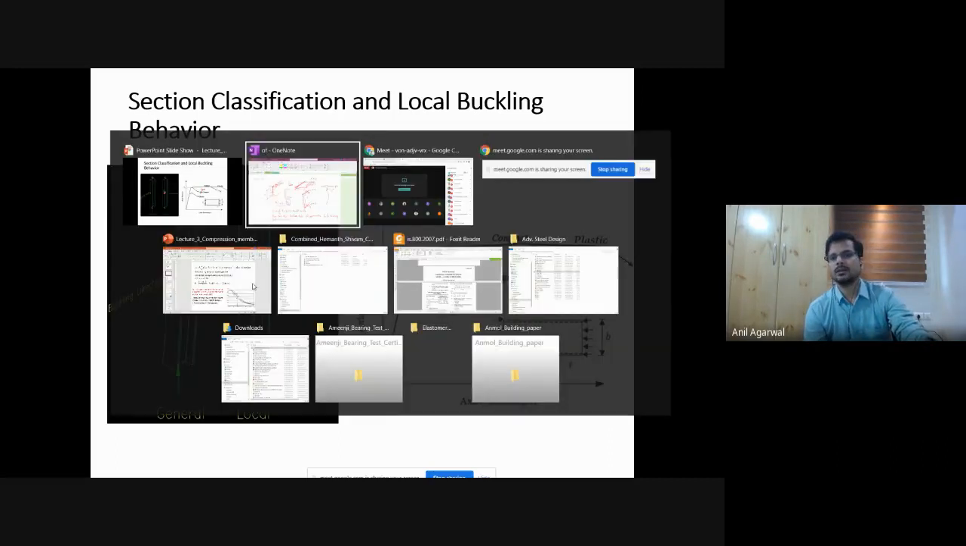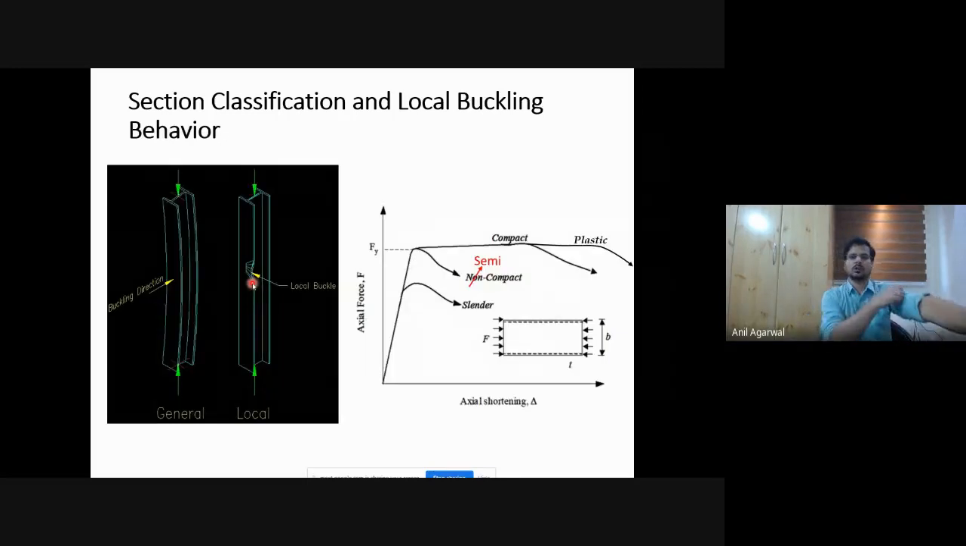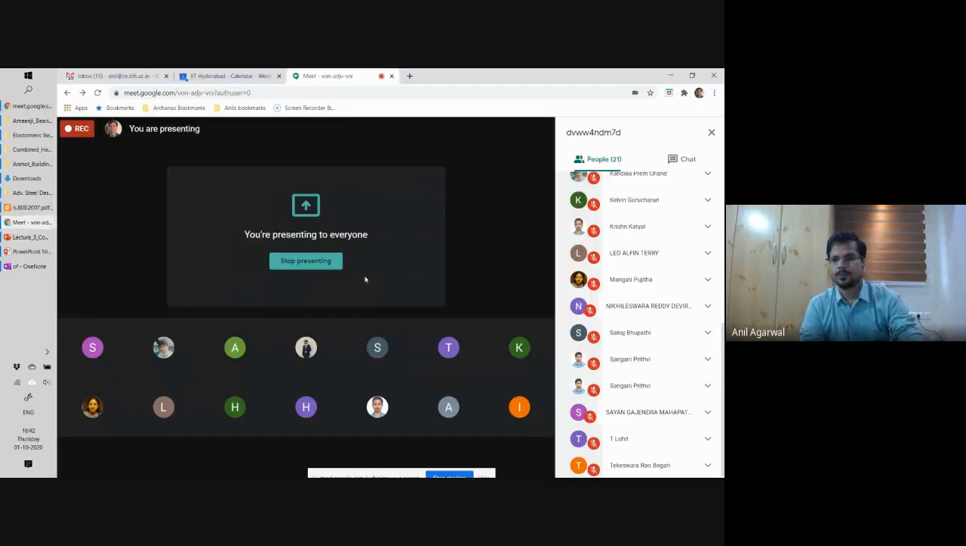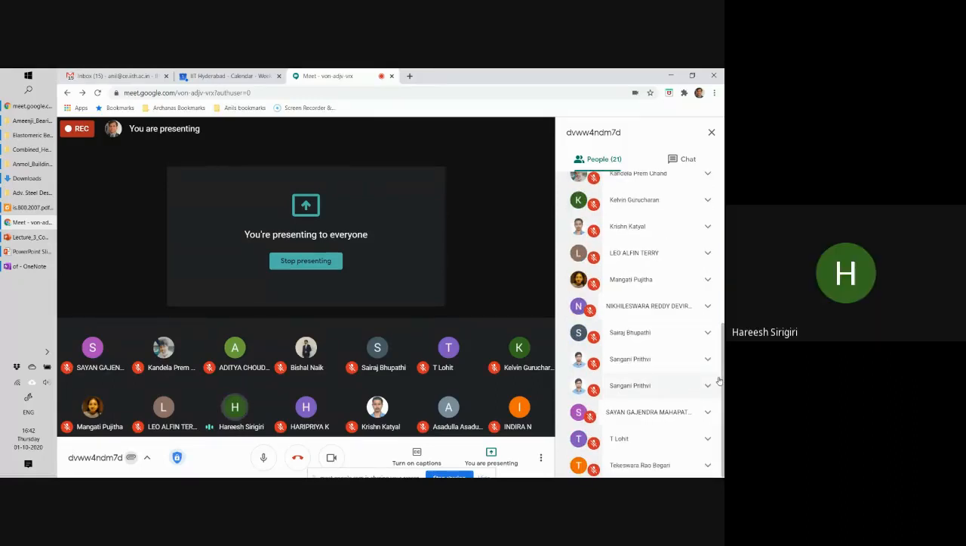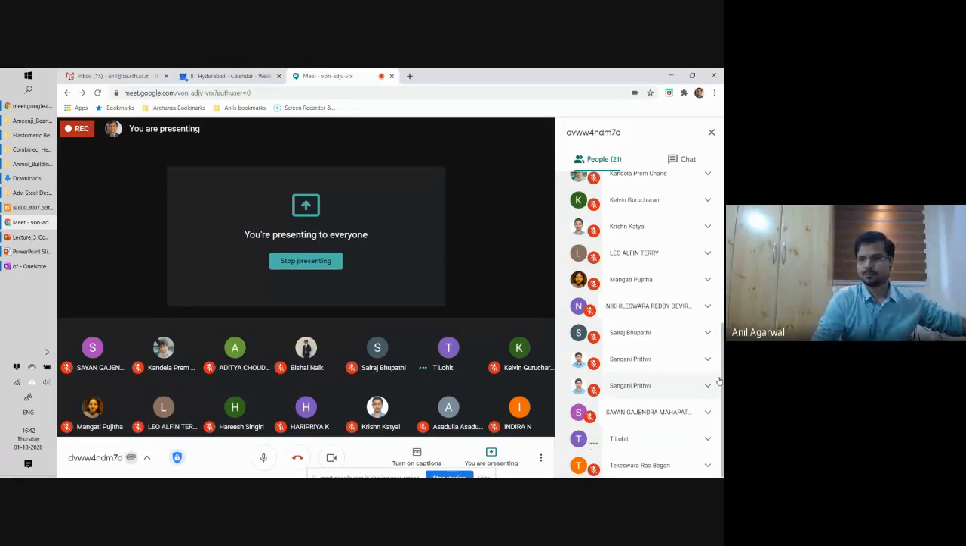Then how do we handle this issue? How do we avoid the issue of local buckling in the Indian code? You have all taken this course in undergraduate level, so you should be able to answer. Who wants to try? Lohit, you want to try?